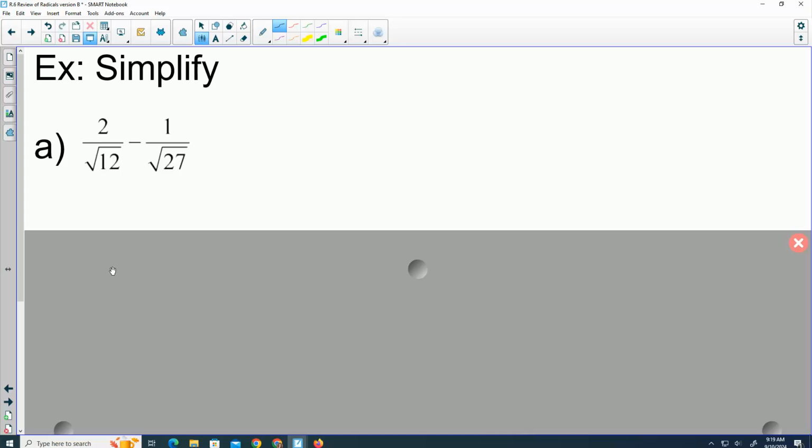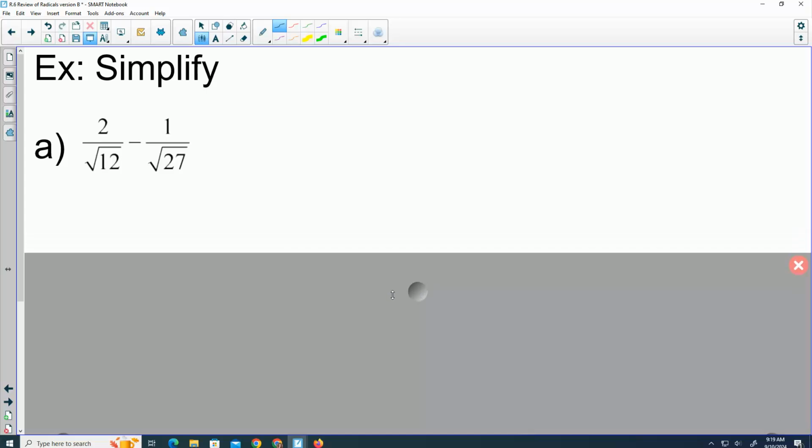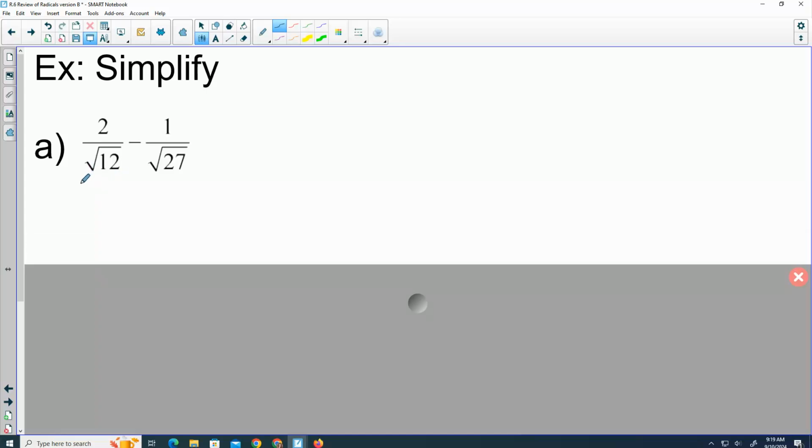Okay, you want to start breaking down these radicals at least? Square root of 12. How would I break that down? Square root of 4 is 2. How do we break down 27? So that's 1 over 3 radical 3. Okay, give me a next step.